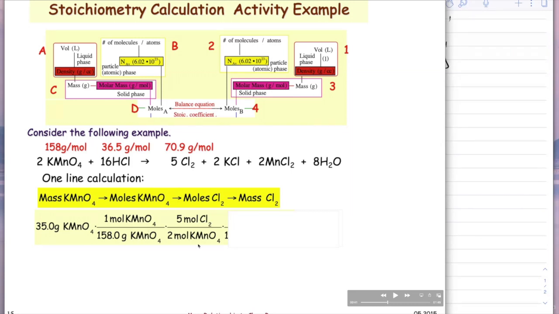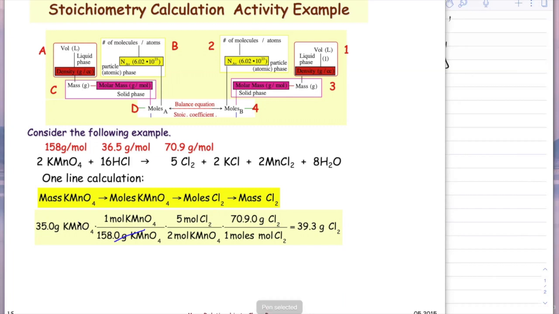The balanced equation is 2 moles of potassium permanganate, that's this right here, for every 5 moles of chlorine. And then finally, the molar mass of chlorine is 70.9 up here to 1 mole. So when I set this problem up, everything cancels. Grams of potassium permanganate cancels, moles of potassium permanganate cancels, moles of chlorine cancels, and what I get is grams of chlorine. So that's the first part, okay?